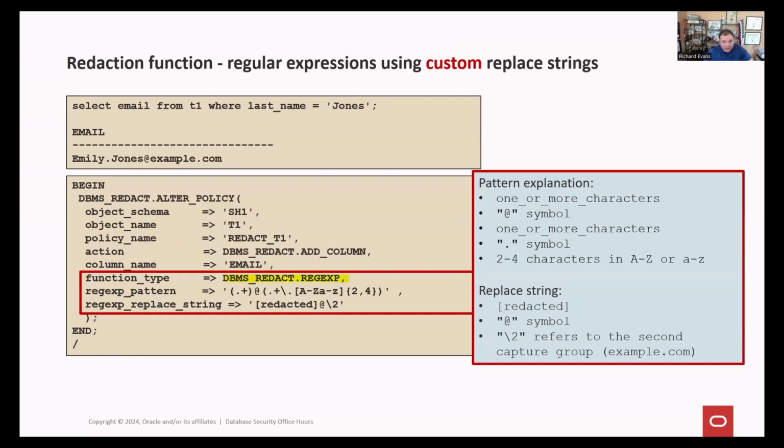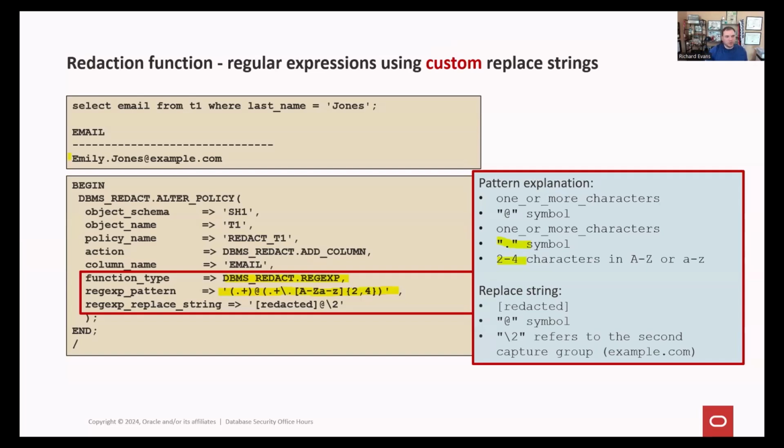So we're using a regular expression redaction here, and then we're giving it our pattern. Okay. And then our pattern over here on the right explains that this first portion means one or more characters, right? And then we see the @ symbol, and then we do one or more characters. That would be the domain. And then we see a dot. So we know there's a dot in there somewhere. And then we know that there's 2 to 4 characters after the dot that are A to Z, capitalized or not, right? So we are breaking our email address down into different portions.